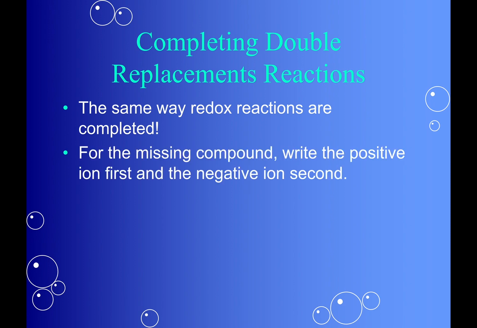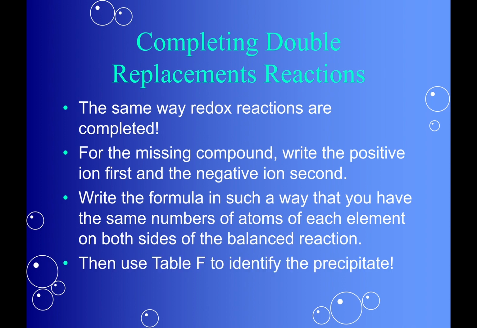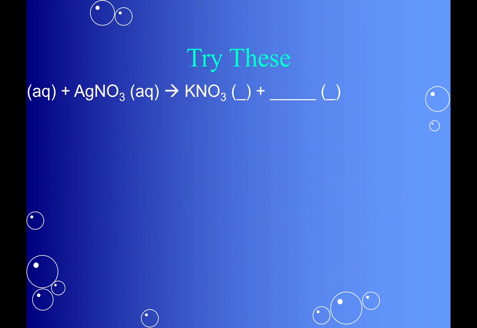Completing double replacement reactions will be done the same way redox reactions are completed, the same way we did it last lesson. We're going to write the positive ion of the compound first, followed by the negative ion second. And we'll want to write the formula in such a way that we have the same numbers of atoms of each element on both sides of the equation. This is going to allow us to have a balanced reaction. We'll then use table F to identify what the precipitate is.